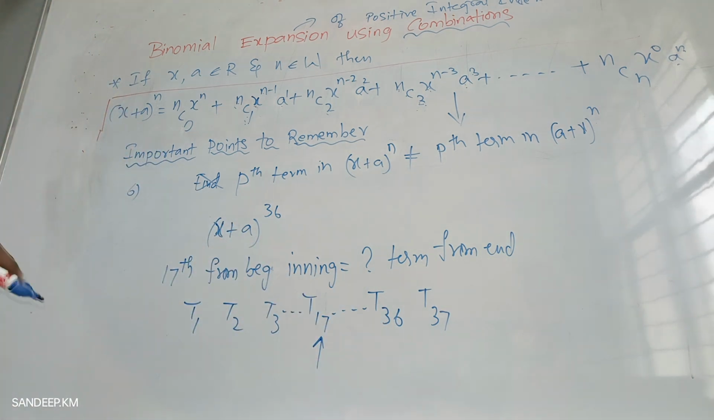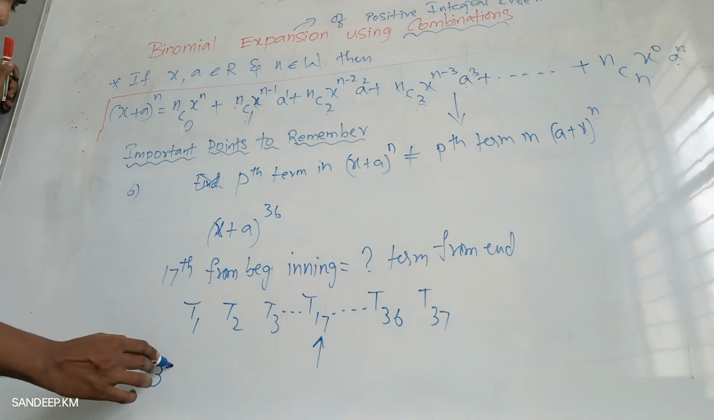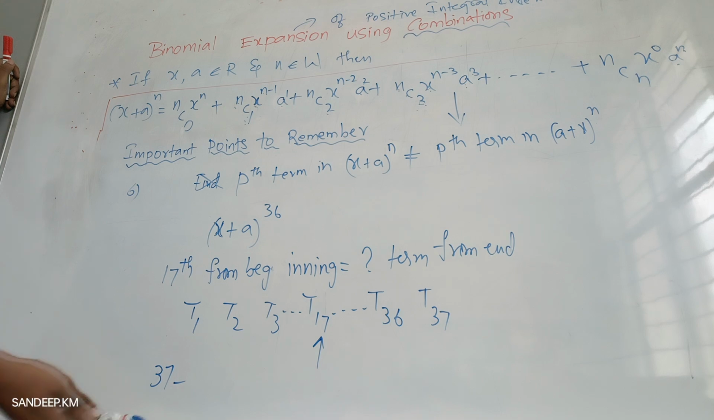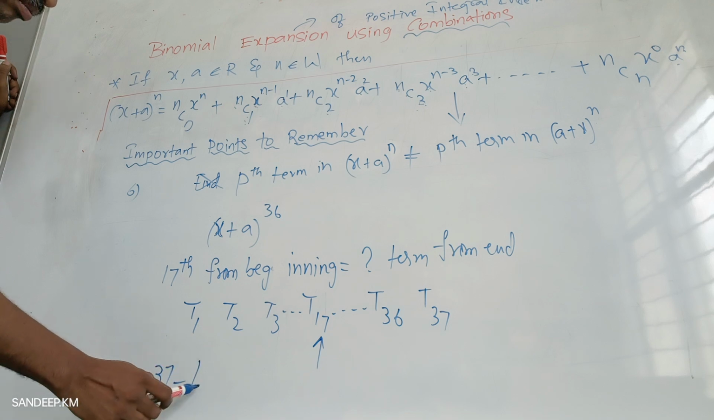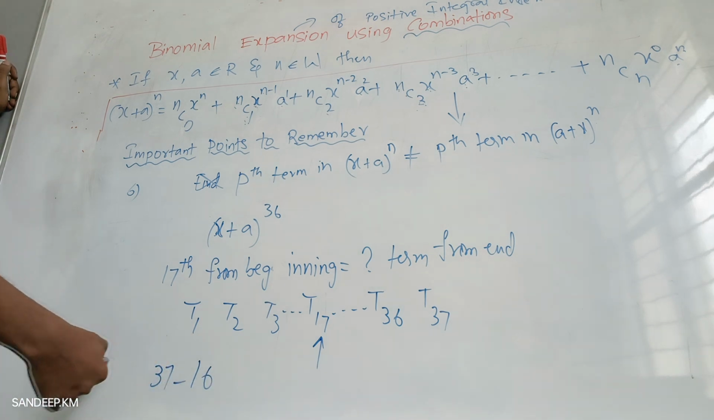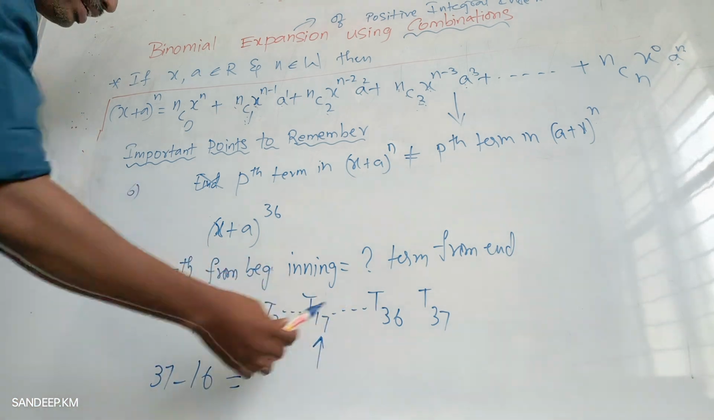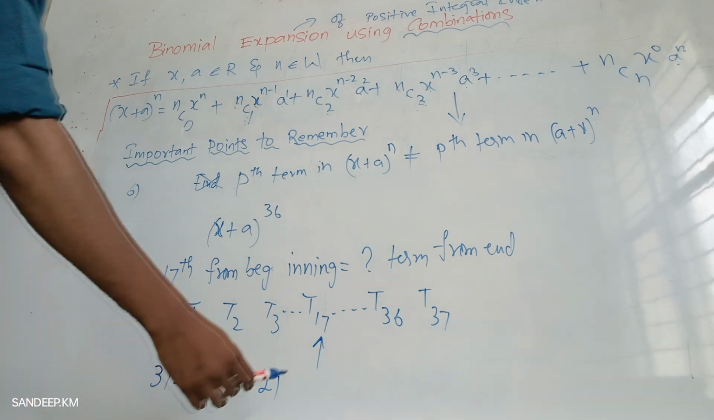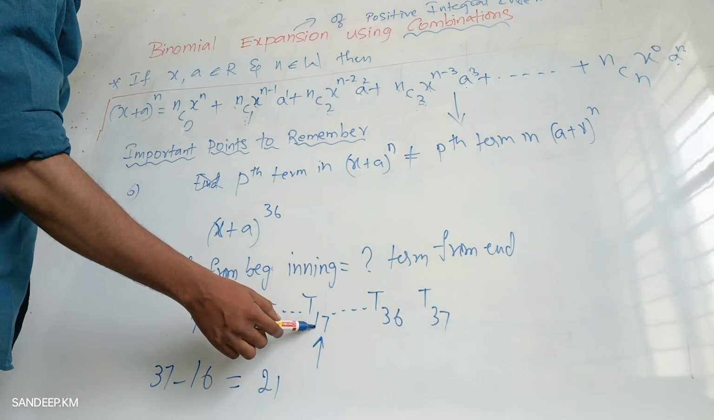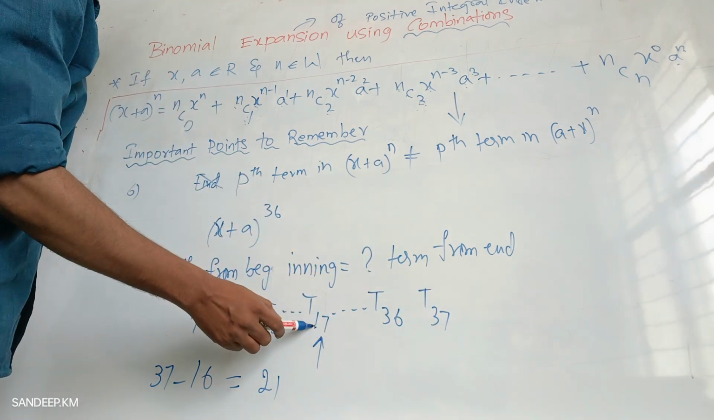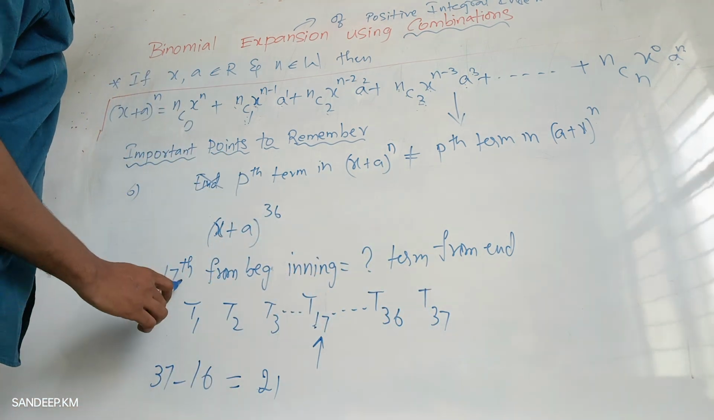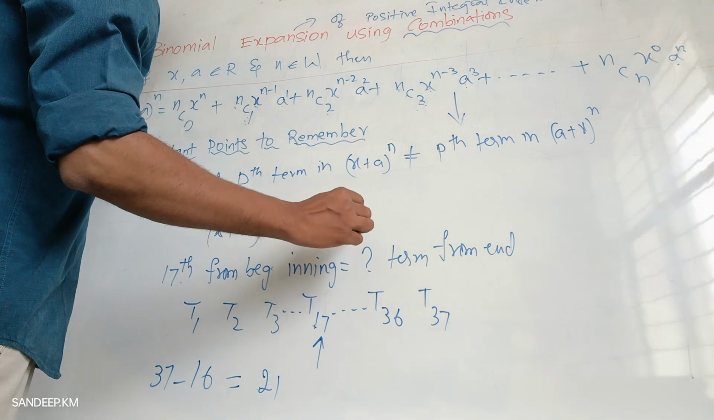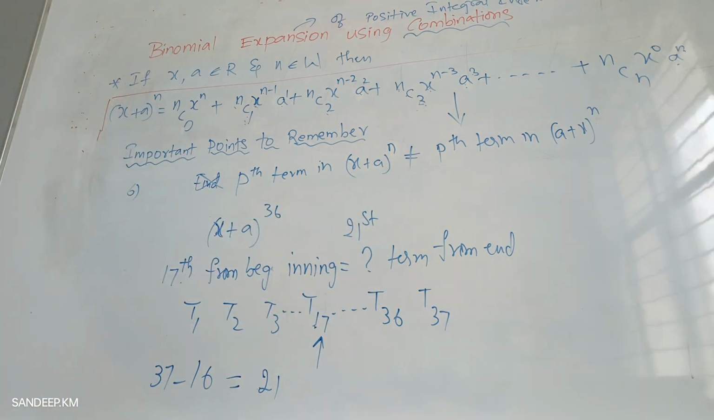To know its number, from the total 37 terms, I will remove all the terms before the 17th term. How many terms are there before the 17th term? 16 terms. I have removed those 16 terms. From 37 terms, if I remove these 16 terms, 21 terms are remaining. So what is its number from the end? It is the 21st term. So dear students, the 17th term from the beginning is equal to the 21st term from the end. You can use this concept while solving problems.